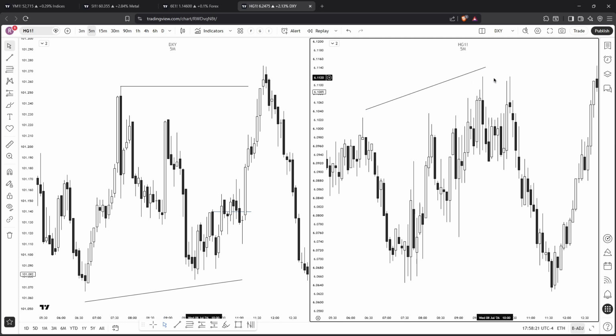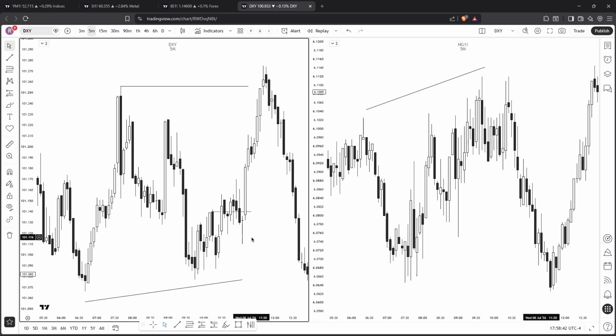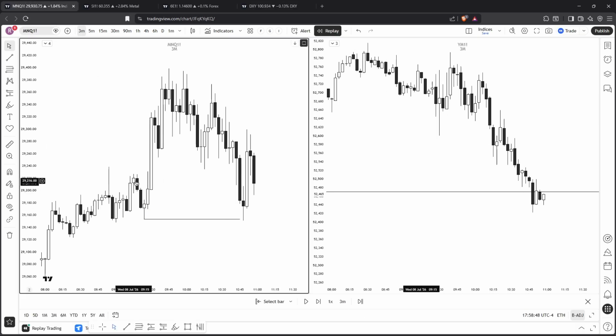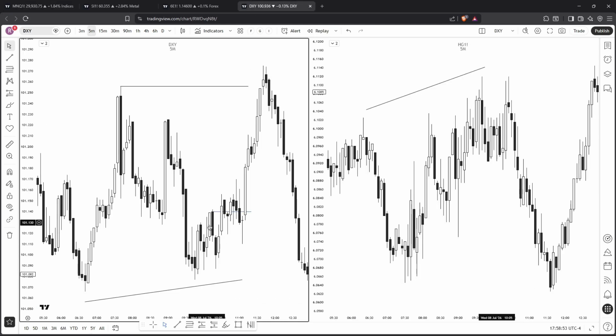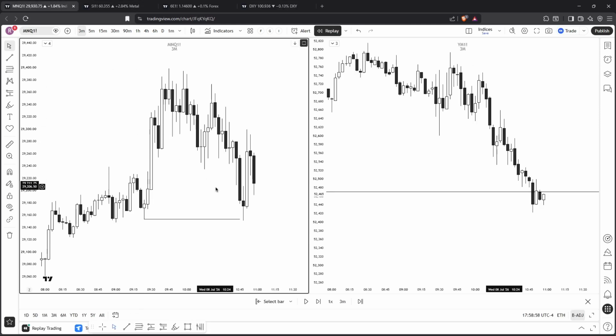So we had SMT with copper and the DXY, and they were showing strength. Copper was dropping really, really hard at 10:30. DXY showed us strength and then it consolidates. A consolidation is good on DXY. It can be used because a consolidation shows us that DXY has no established direction. So it's okay. We can use that as well to trade the indices.